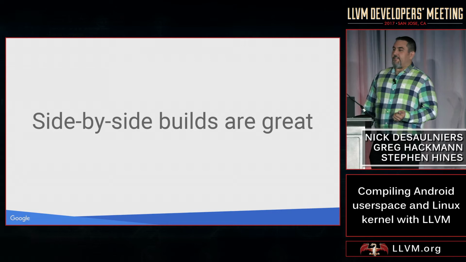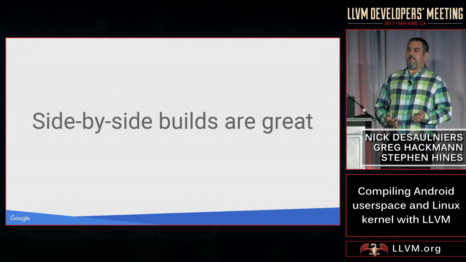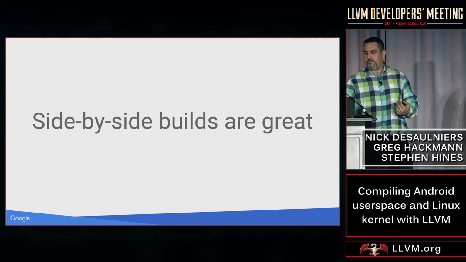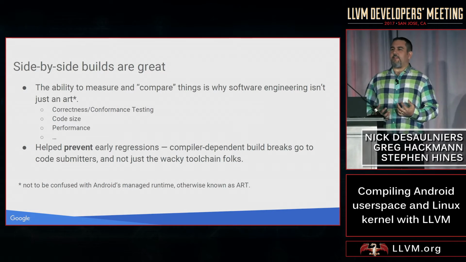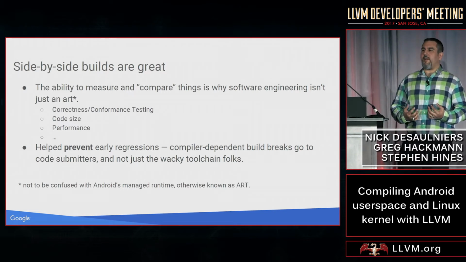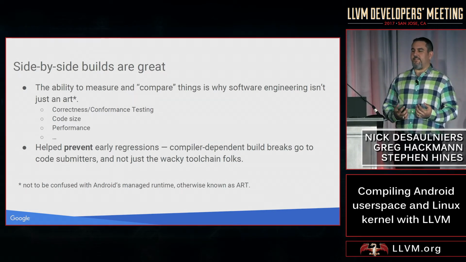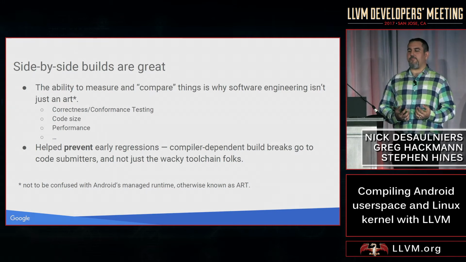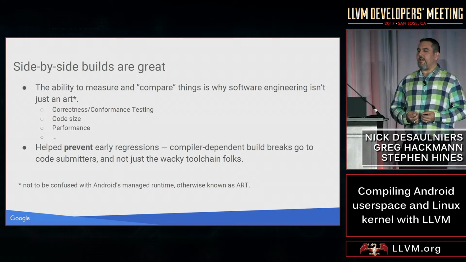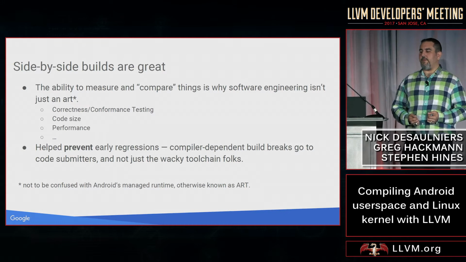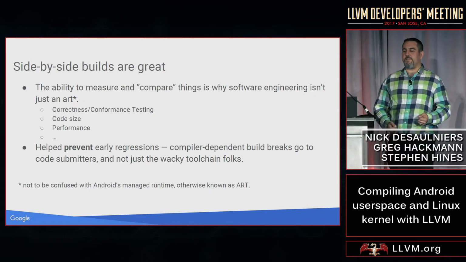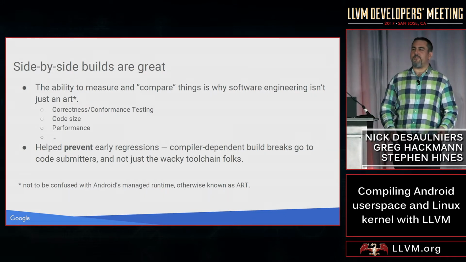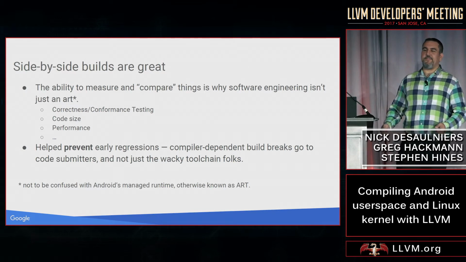So the next lesson is that the side-by-side build is great. If you can do these comparisons, that's actually what's important, right? This is why software development is a science. We want to be able to measure and compare things. And the side-by-side build gave us that capability. We did correctness testing, we had conformance testing, looked at code size, performance. I know everyone would love to see the numbers for this stuff. I'm telling you, it's super boring.